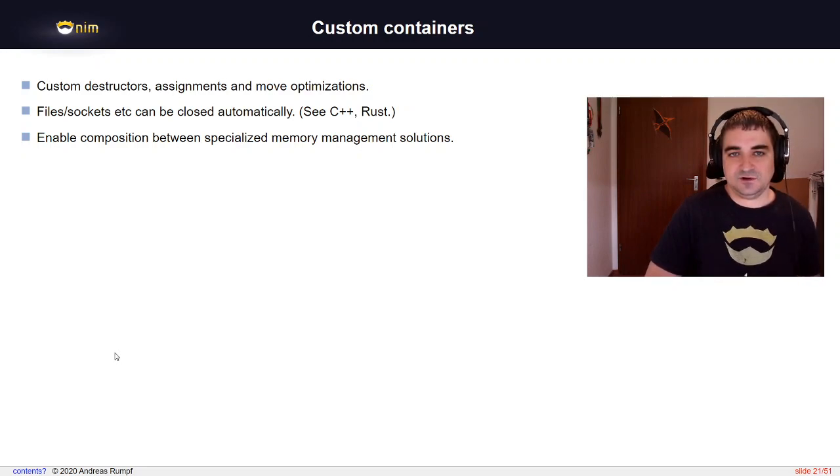Now, how it really works under the hood is via so-called hooks. There are 3 hooks: the move assignment operator, the assignment operator, and the destructor. And you can provide your own custom ones for, say, files or sockets, so as in other languages, they would get closed automatically at scope exit. So that's pretty nice. And we will see how this technology enables much better composition between these different memory management solutions and containers, much better composition than we had in Nim version 1.